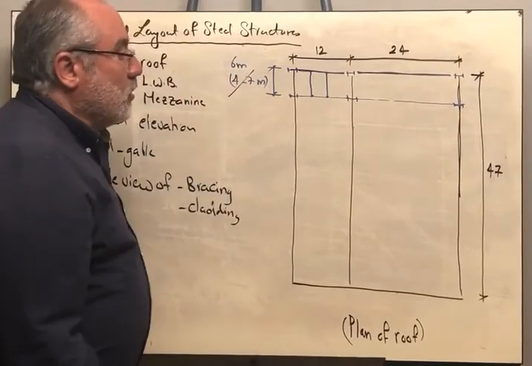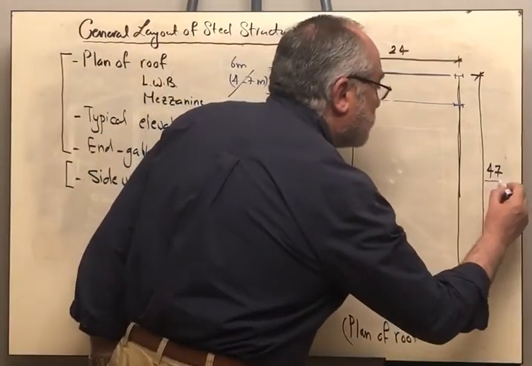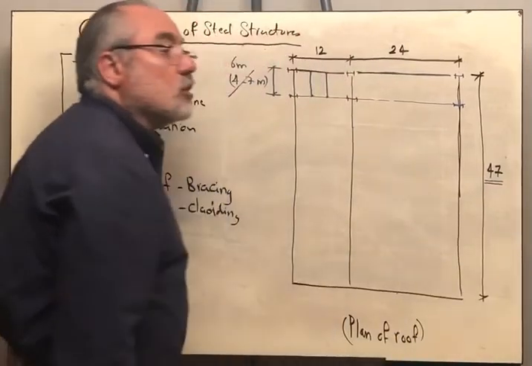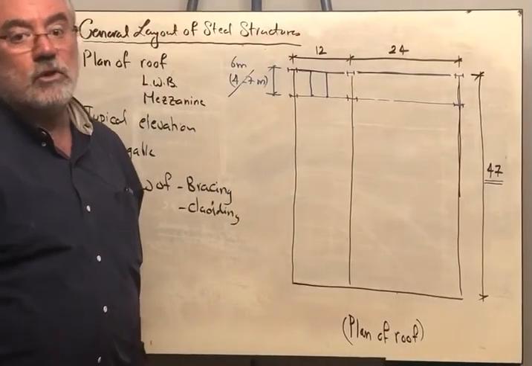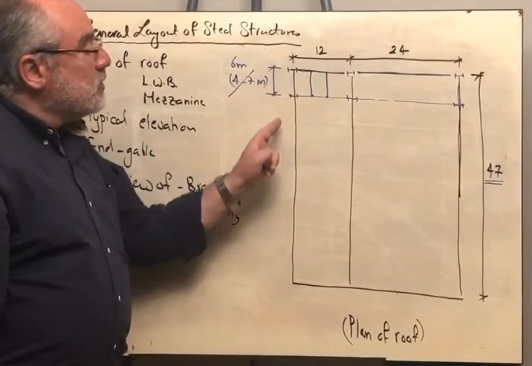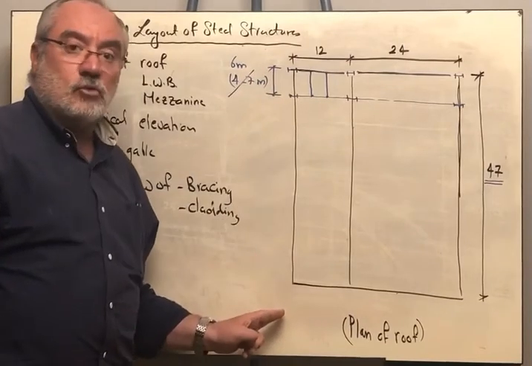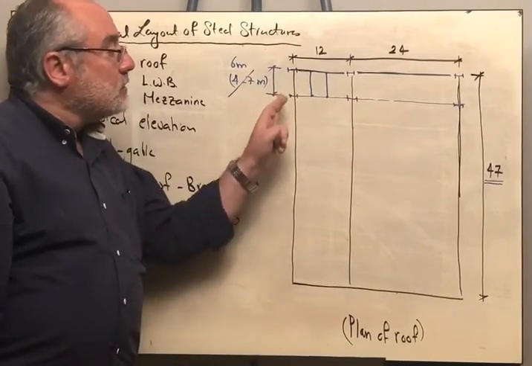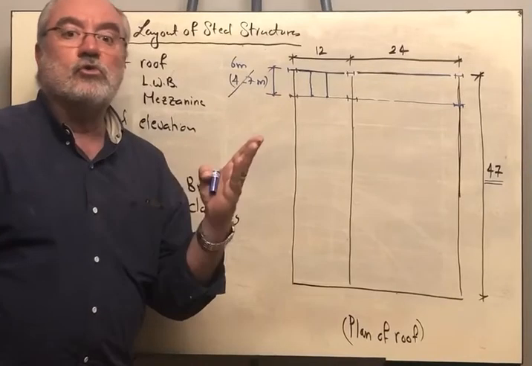Very good. But he gave us this distance is 47. It is not divisible by 6. What do we do? The majority of the bays will be selected to be 6 meters, and there remains maybe 1 or 2 bays different.